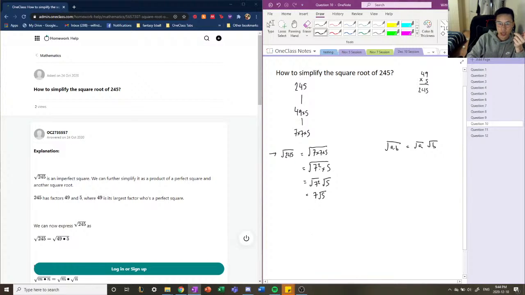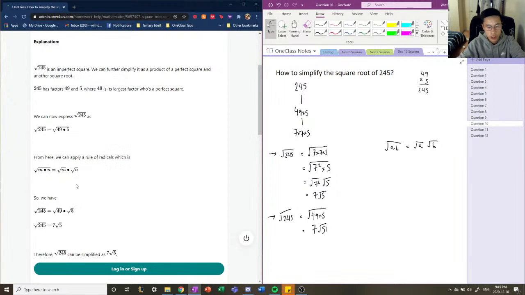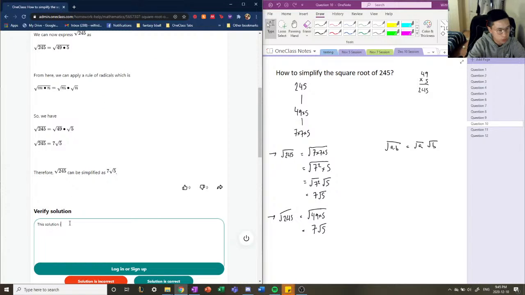Another thing we could have done, as an alternative solution, is write 245 as 49 times 5. This is where your knowledge of perfect squares comes in, because you can realize that 49 is the perfect square of 7. So we can write this as 7 times root 5. By having this mental knowledge of the perfect squares, we're able to bypass a step: the square root of 49 is 7, so we just take the 7 out of the square root, and this is what we get. That's what the junior tutor did, and they also described the product rule of square roots, which is right here. So this solution is correct. Good job.